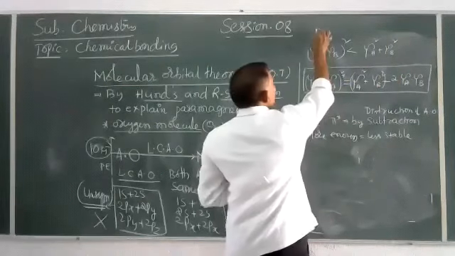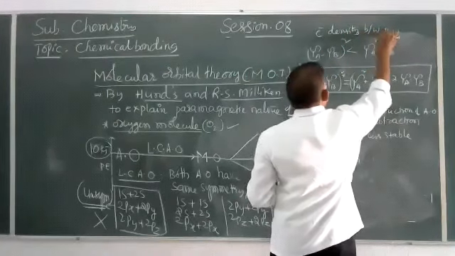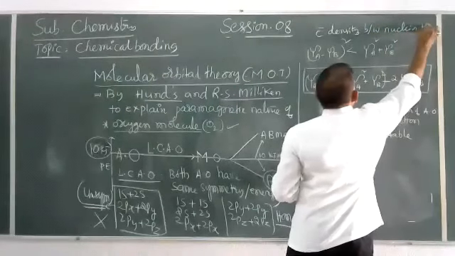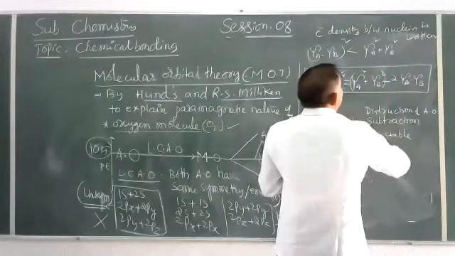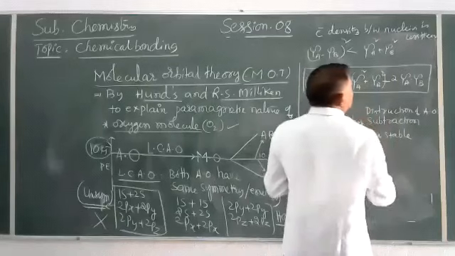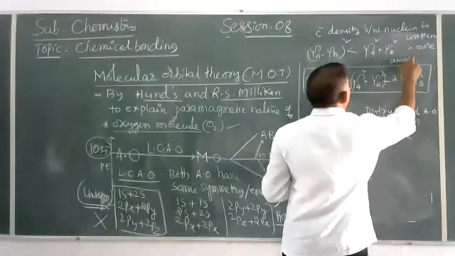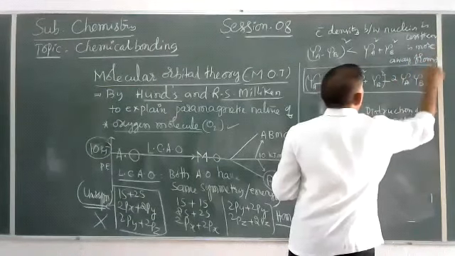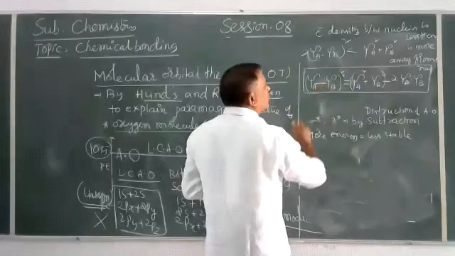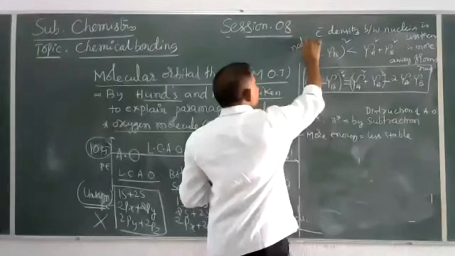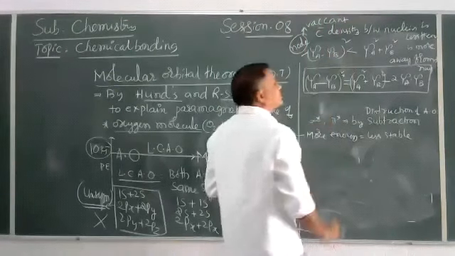This indicates the electron density between the nuclei is less, and it is more away from the nuclei. That's why in an anti-bonding molecular orbital, a node exists between the two nuclei. Node means vacant space; there are no electrons between the two nuclei.